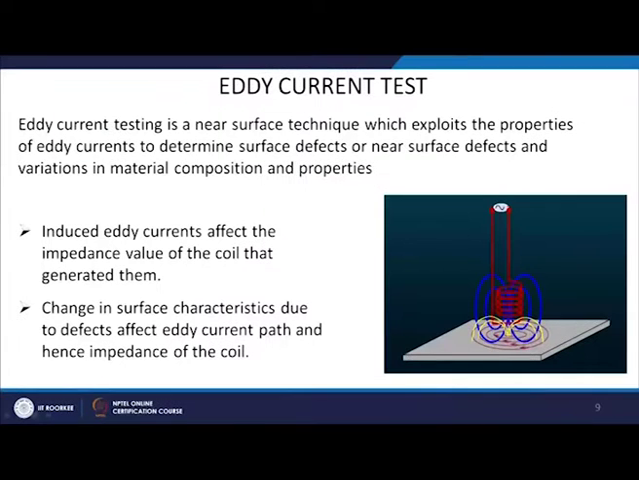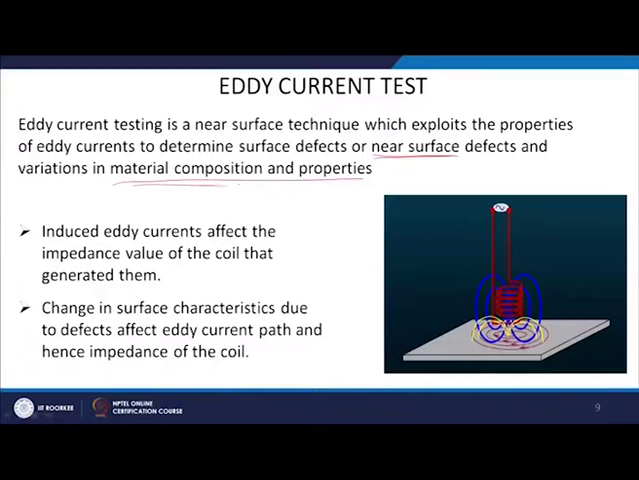So, this is how the eddy current test can be used to find out the defects near the surface. The defect does not have to be open to the surface, it can be a subsurface defect also, which can be easily found with the eddy current. And in fact, you can also find out if there is any material composition variation in the material. Another one is the ultrasonic test.